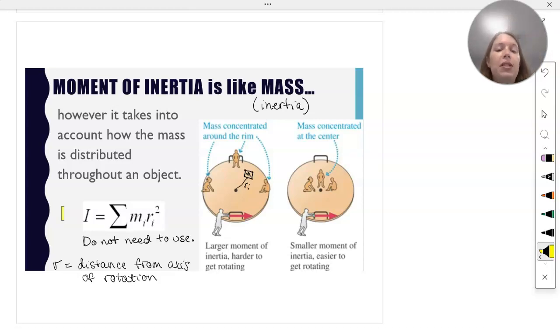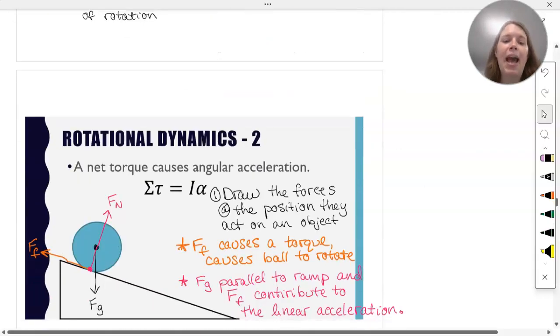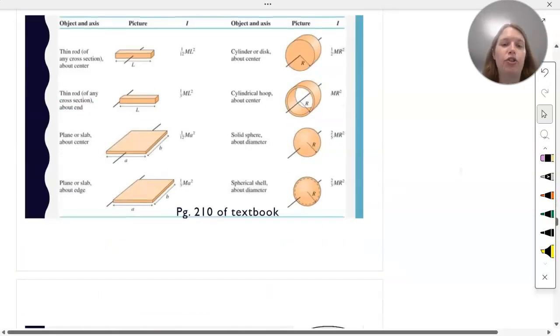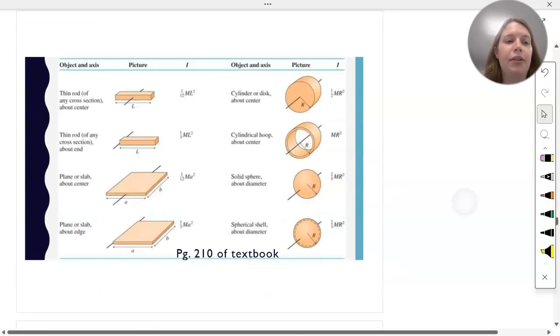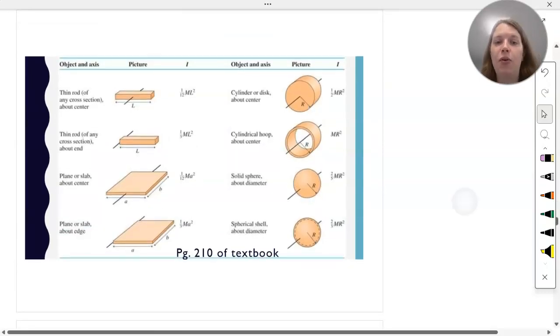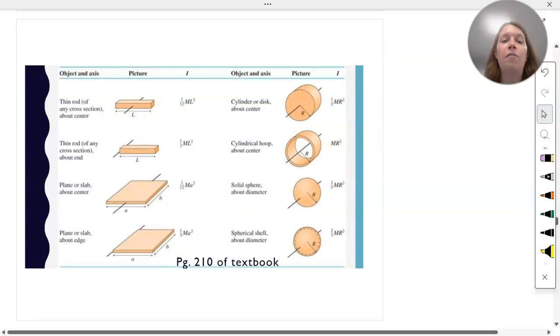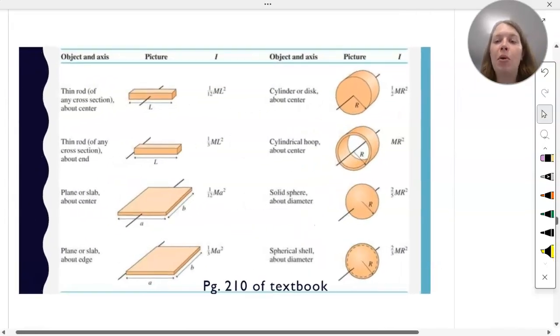We don't use this generally, but the moment of inertia of a point mass is just mr squared. So it is good to just think that generally moment of inertia is mr squared, but for different shapes, it has different values. There's a chart here that tells you, and I gave this to you on your homework, and it's on page 210 of the textbook, of the different shapes and their moments of inertia.